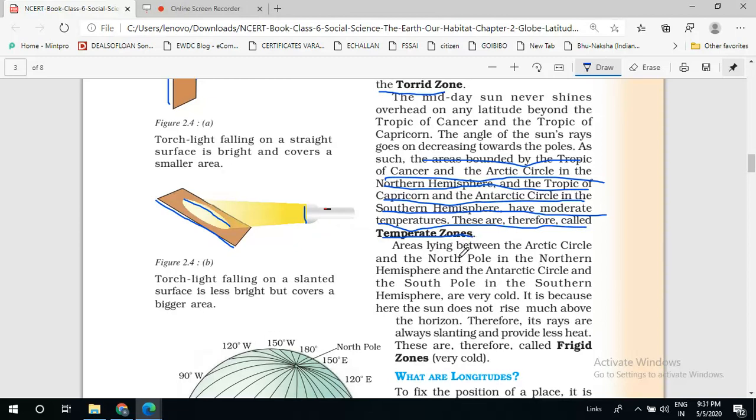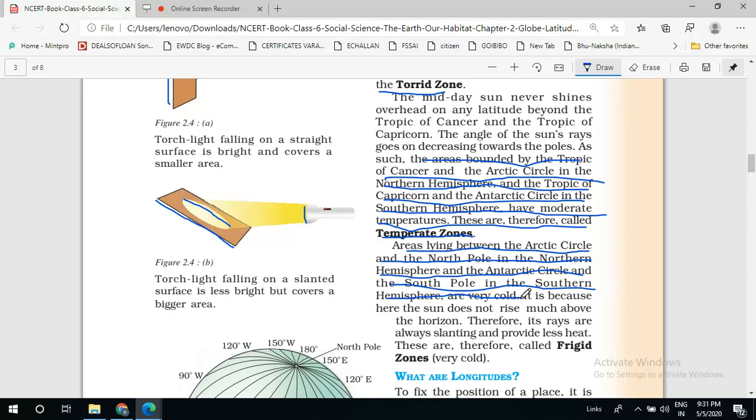You can underline this: the areas lying between the Arctic Circle and the North Pole in the northern hemisphere, and the Antarctic Circle and the South Pole in the southern hemisphere are very cold, and this is called the frigid zone.